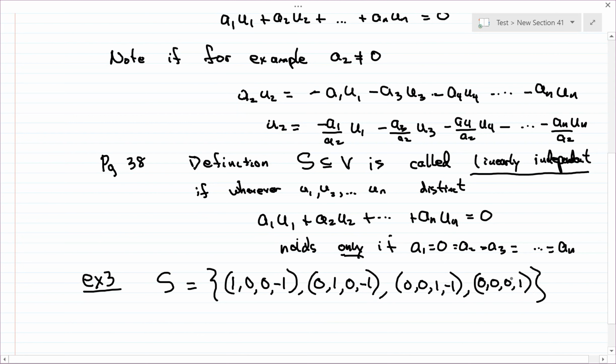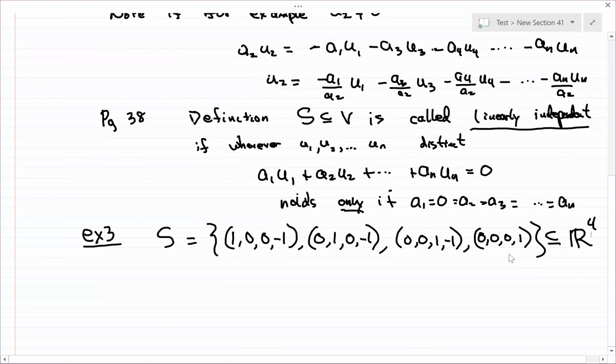So this would be a subset of what we would call R4. Those would be vectors that have 4 components. Let's make sure I wrote this correctly. This example is on page 38 at the bottom. They want to prove that this set is linearly independent. And at the bottom, they say we must show that the only linear combination that equals 0 is the one in which all coefficients are 0.